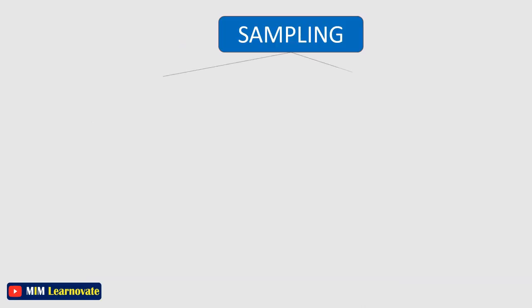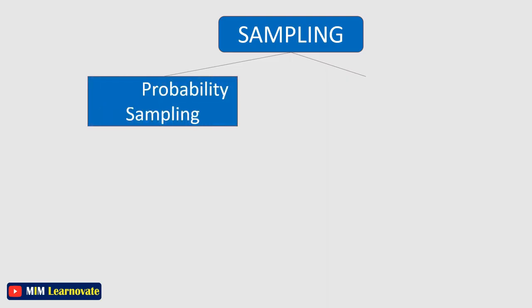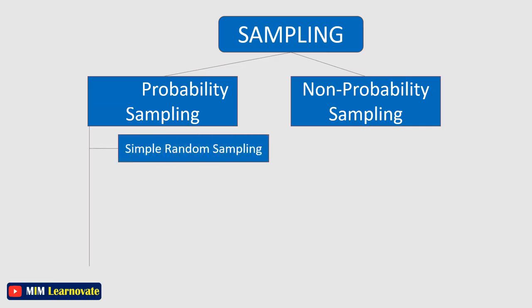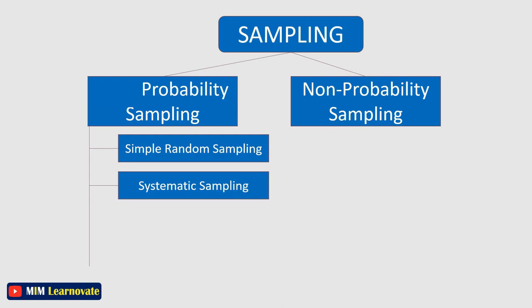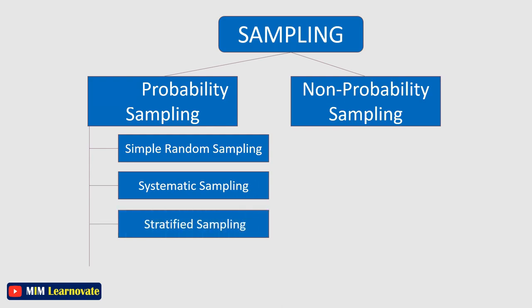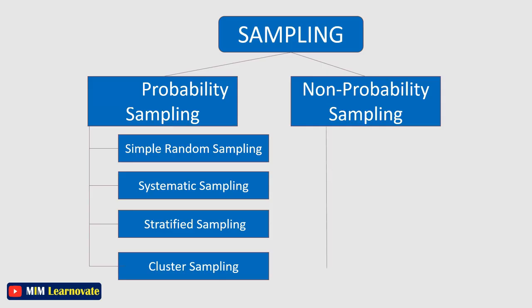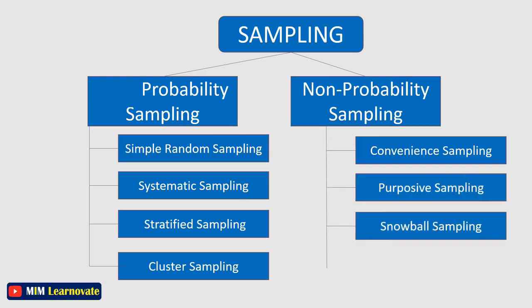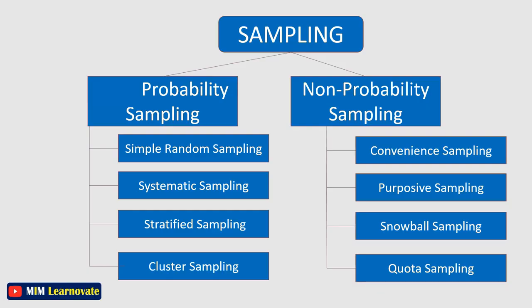There are two types of sampling method: probability sampling and non-probability sampling. Probability sampling is further divided into four types: simple random sampling, systematic sampling, stratified sampling, cluster sampling. Non-probability sampling is further divided into four types: convenience sampling, purposive sampling, snowball sampling, and quota sampling. Let's study them in detail.